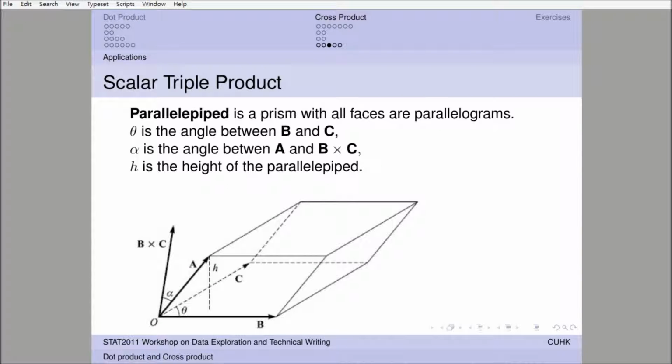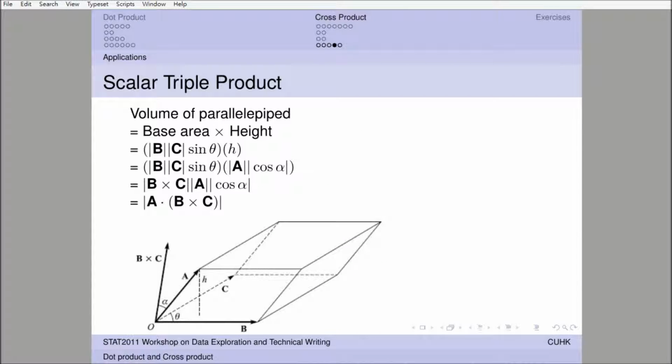The second application is the calculation of the volume of a parallelepiped by the scalar triple product. A parallelepiped is a prism with all faces being parallelograms. According to the figure, theta is the angle between vectors B and C. Alpha is the angle between vector A and the cross product of B and C. And h is the height of the parallelepiped. The volume equals the base area times height, which is length of B times length of C times sine theta times h.